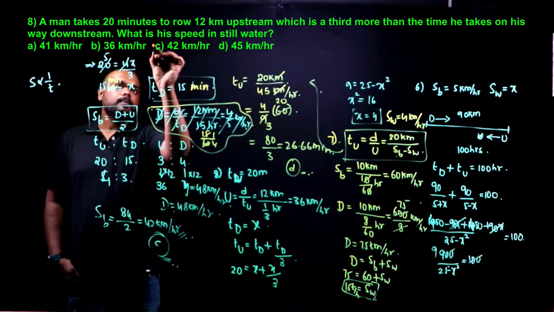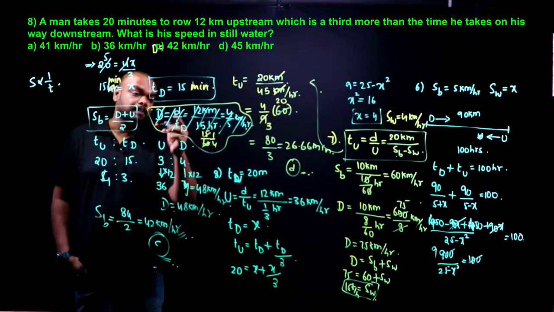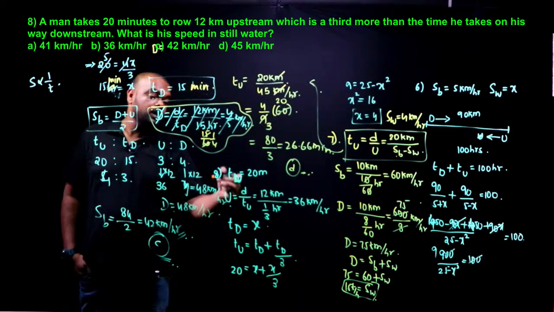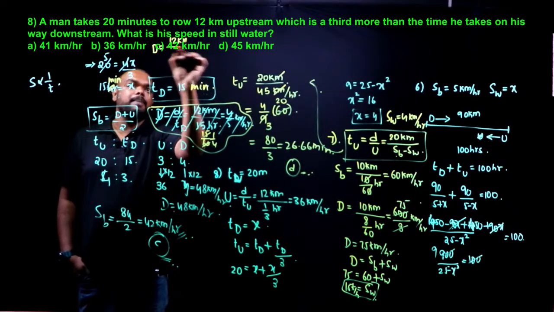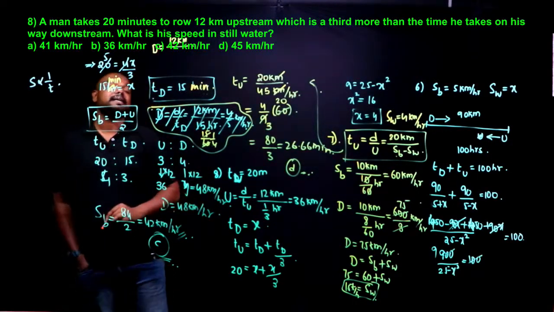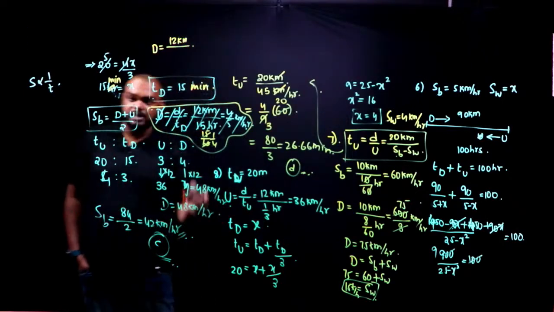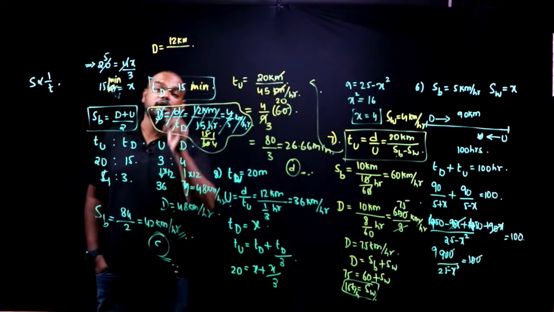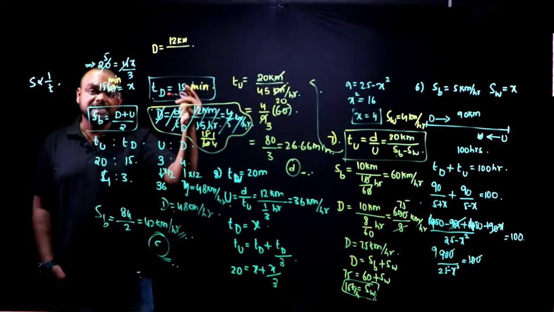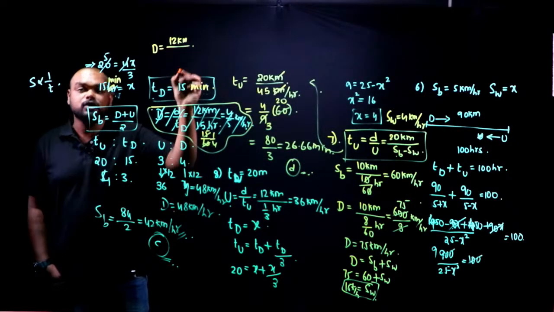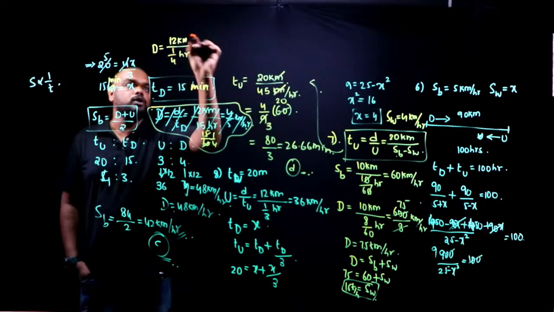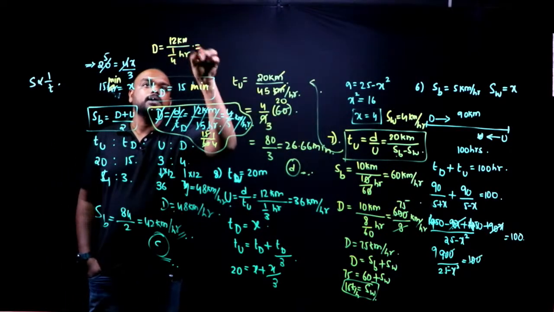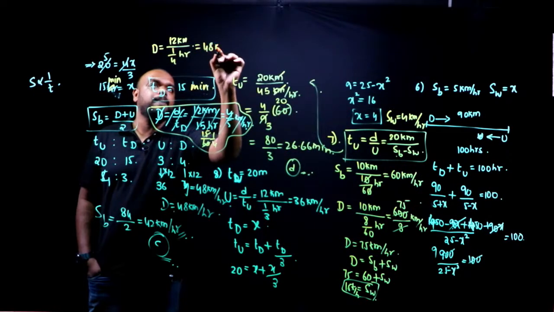Observe here. Downstream speed is distance by time taken. Same distance. What is the distance? Where is it? 12 kilometer divided by time. Time taken during downstream is 15 minutes. 15 by 60 hours, to convert it into hours. 15 by 60 is 1 by 4. 1 by 4 hour. If it goes to the numerator, you will get 48 kilometer per hour.